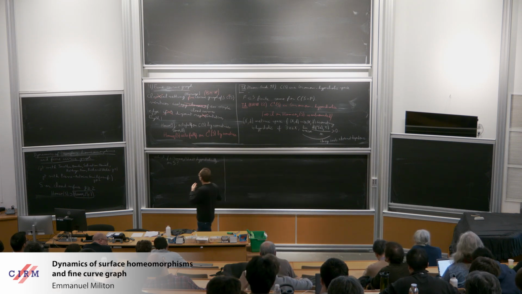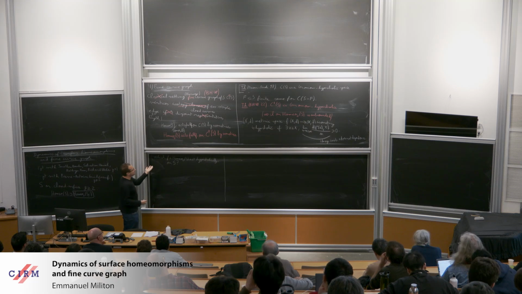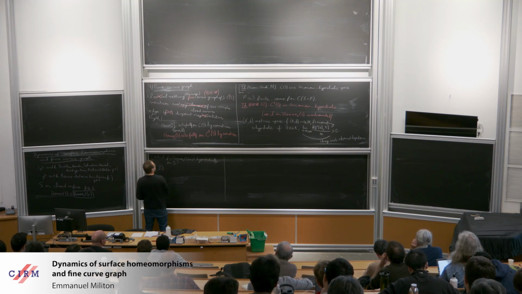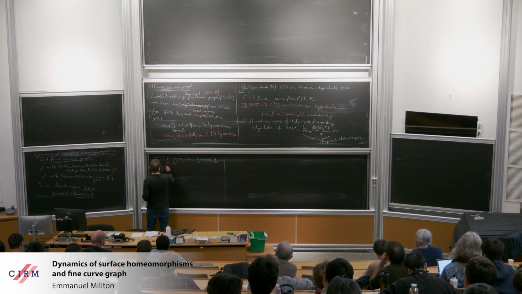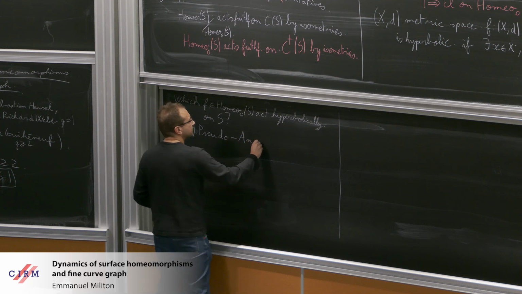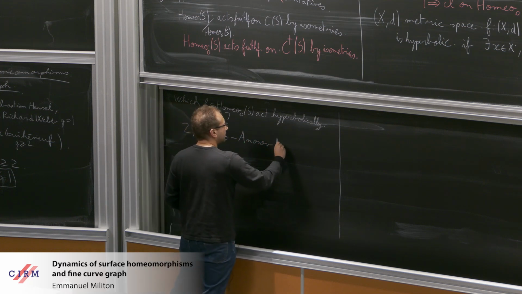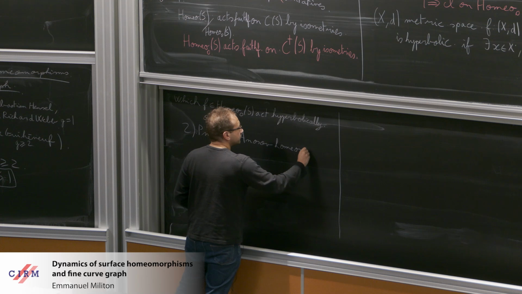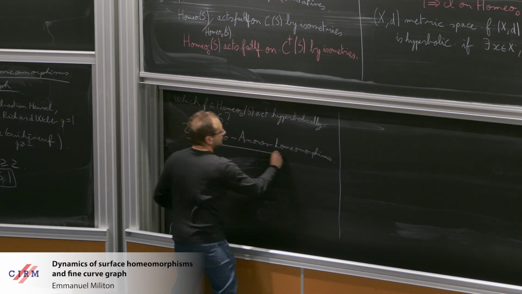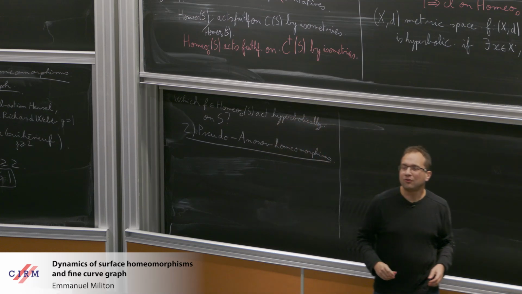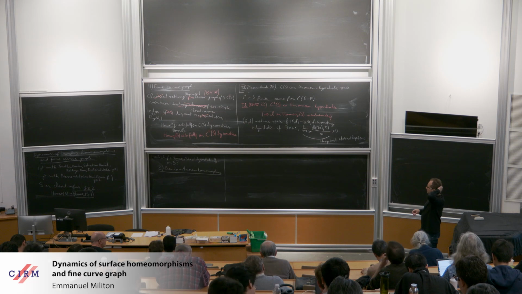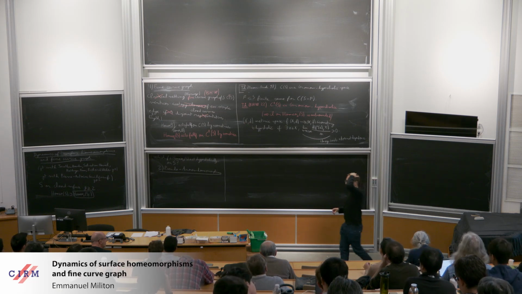So to describe it dynamically, I need some dynamical notions. I will need two dynamical notions, in fact. But I will first speak about pseudo-Anosov homeomorphisms. I suppose a lot of you know what it is, but maybe not all of you, so I will give a quick definition of what a pseudo-Anosov homeomorphism is.